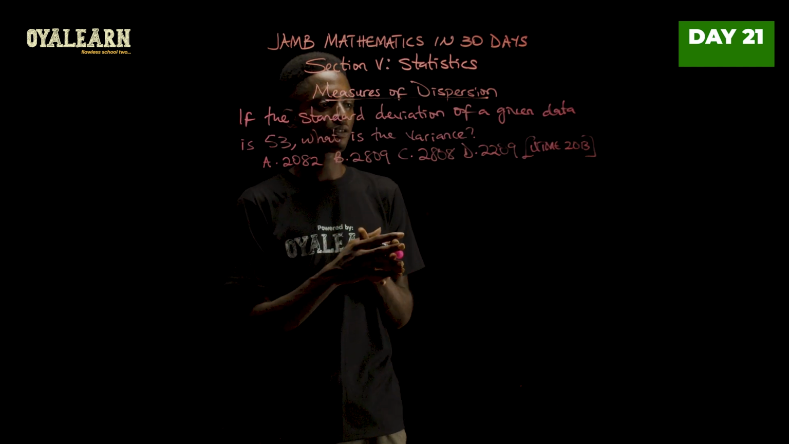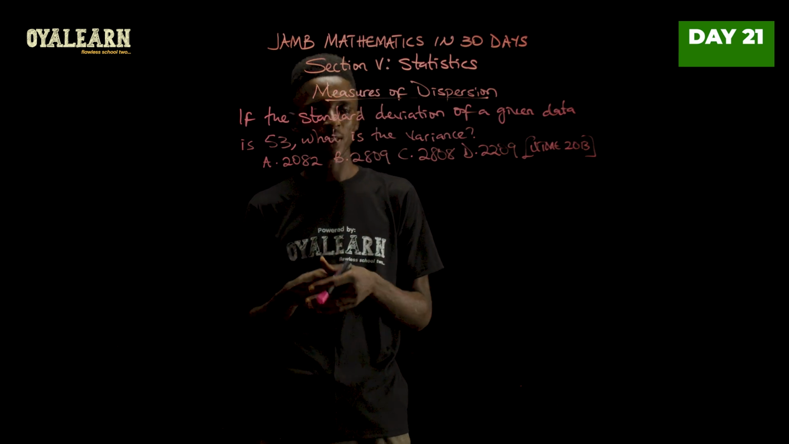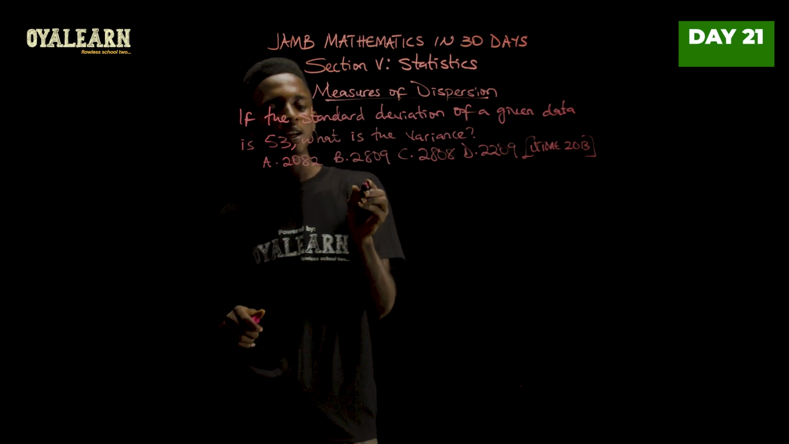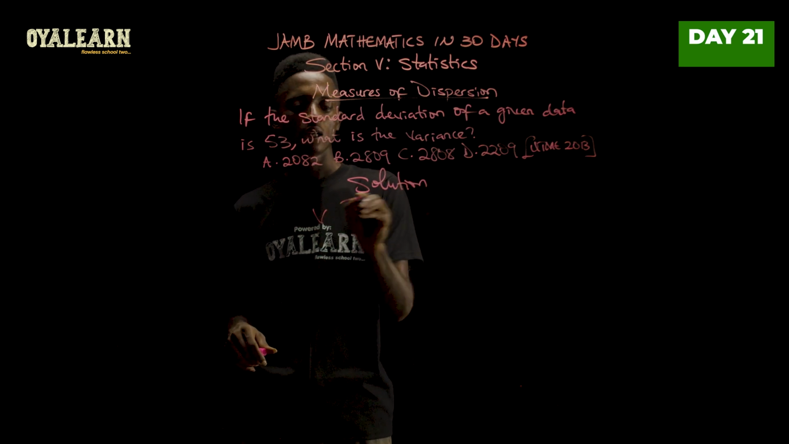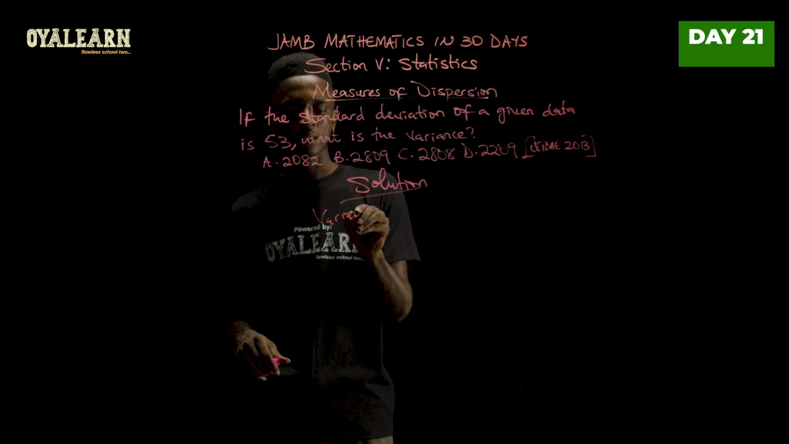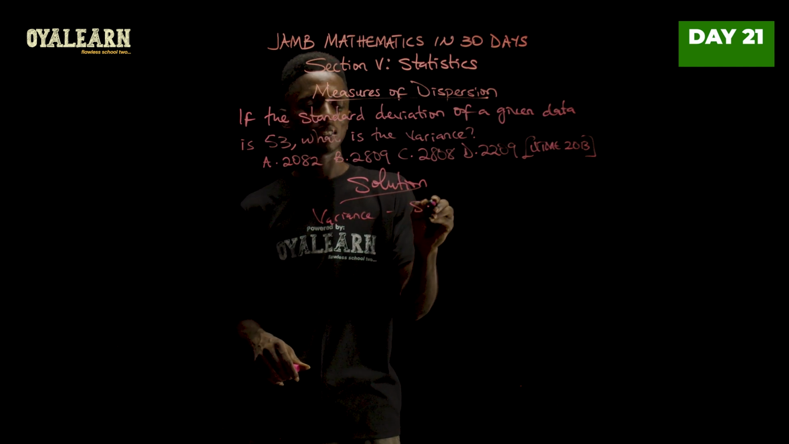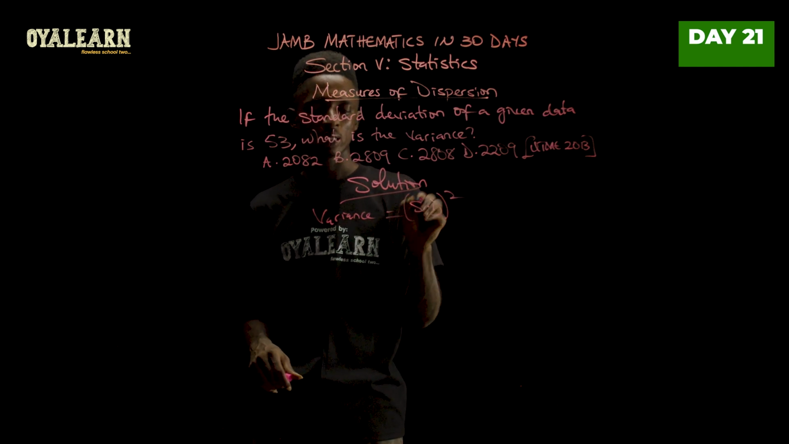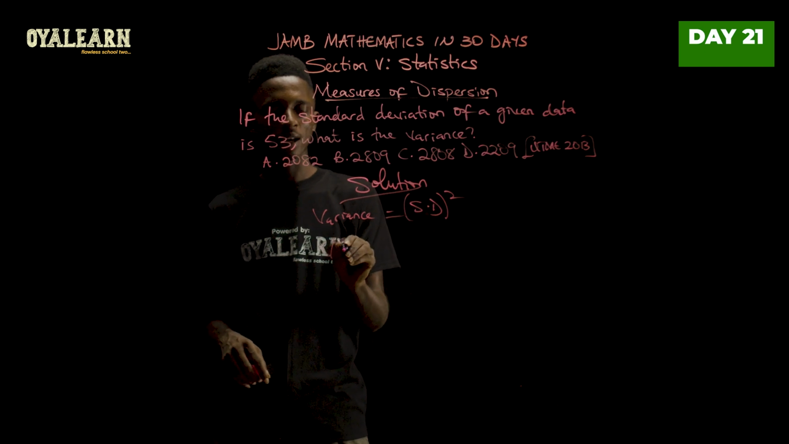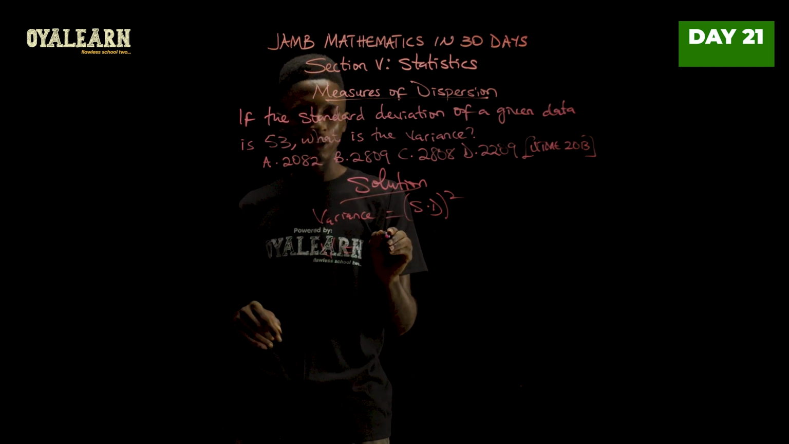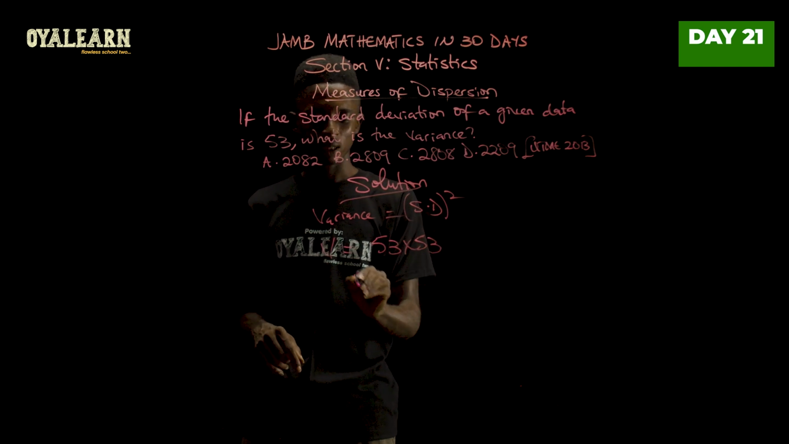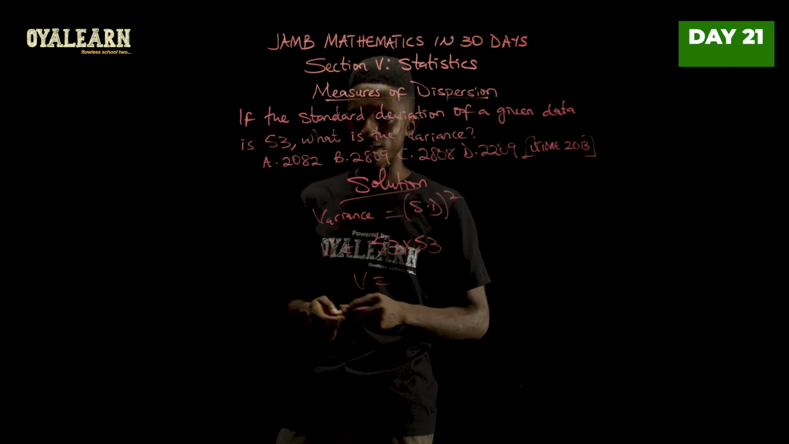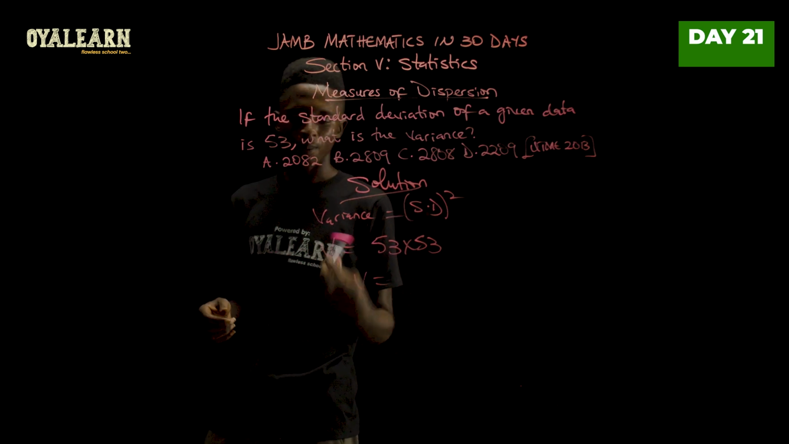If the standard deviation of a given data is 53, what is the variance? So to find variance, we know that variance will be standard deviation squared. So to get our variance, that will be the standard deviation, which is 53 times 53. So that's how we get our variance. So let's multiply 53 by 53.